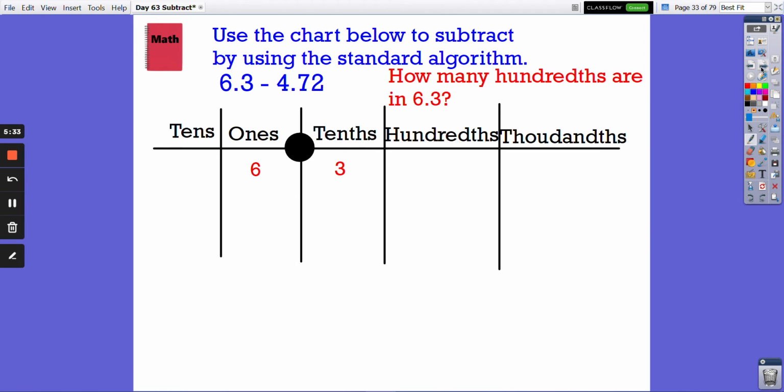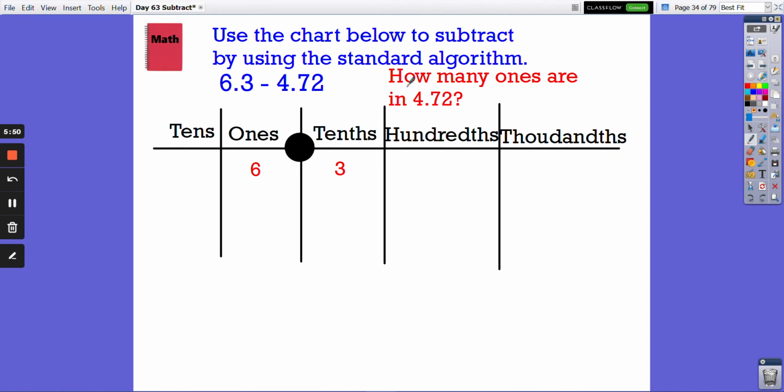How many hundredths are in 6 3/10? Well, there aren't any hundredths, but I notice in my second number there are. So it's going to be valuable for me to put a 0 there as a placeholder or an annex 0. Okay, we'll get to that in a second.